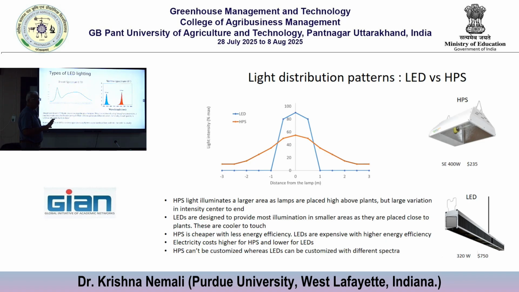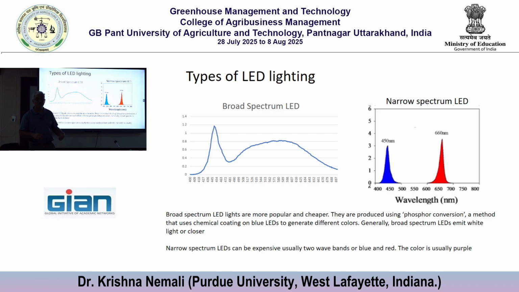Now let's talk a little bit more about LED lighting. Okay, so we talked about HPS and LED. We compared them. Now let's focus a little bit more on LEDs. You got two types of LEDs. Okay. Again, what are these graphs called? Spectral graphs, right? What is a spectral graph?